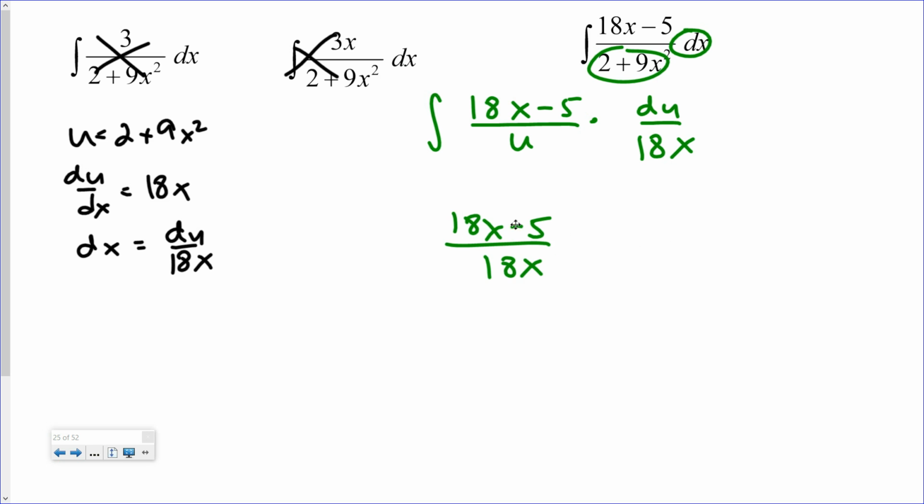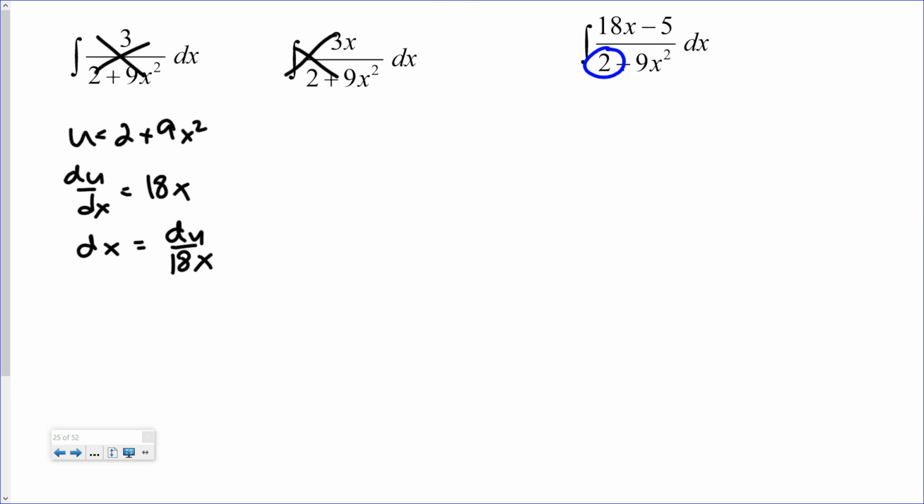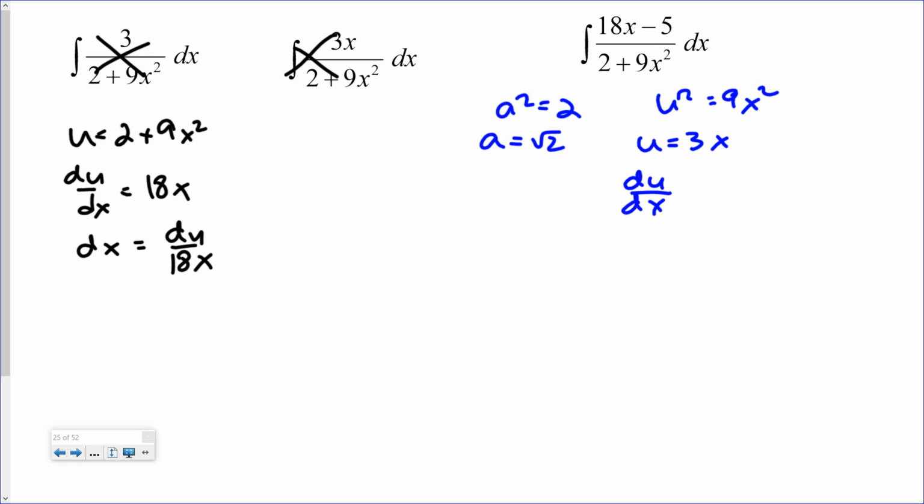So since this doesn't cancel out, you have to say, okay, back to the drawing board then. Maybe this is an arctan problem. So if it's an arctan problem, what I do is I redefine the u. So I say, well, maybe this is u squared, okay? So that means u squared is 9x squared. That means a is equal to square root of 2, u is equal to 3x. Guys, once you get your u, you do what you always do. You take the derivative and you solve for dx.